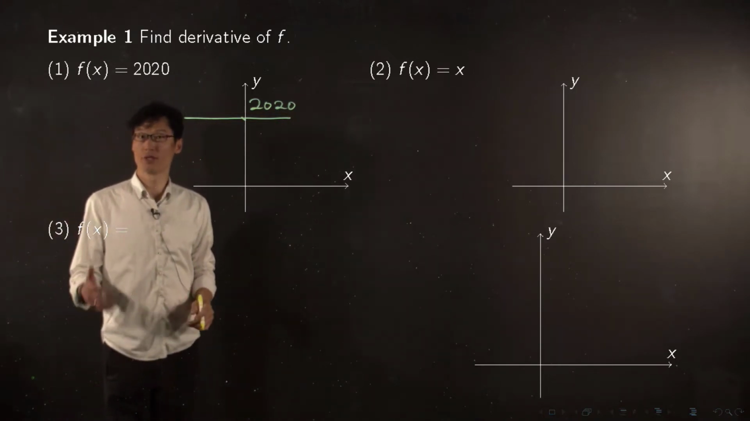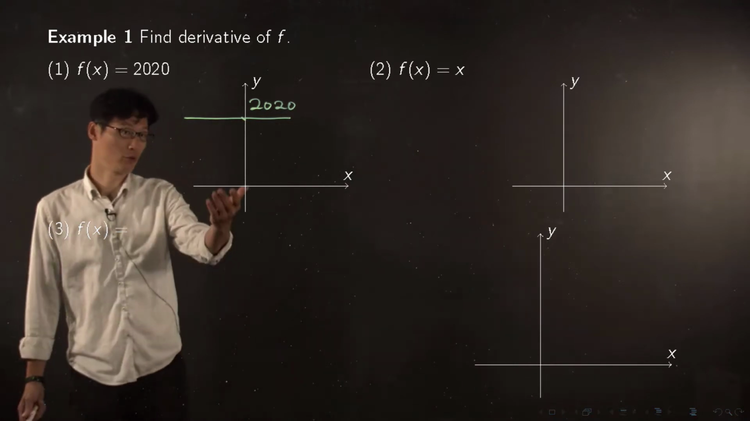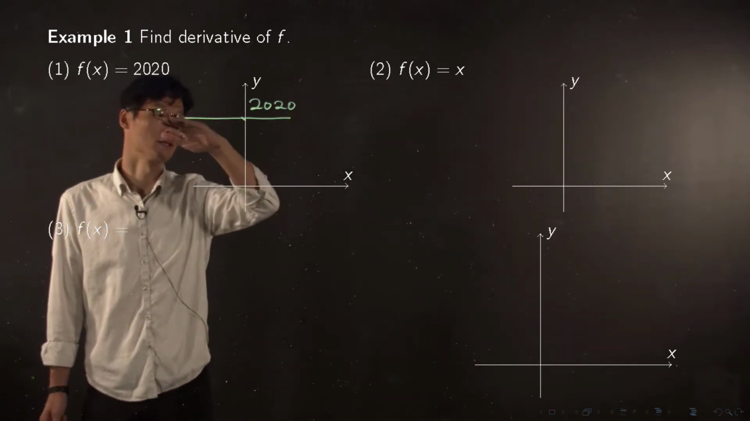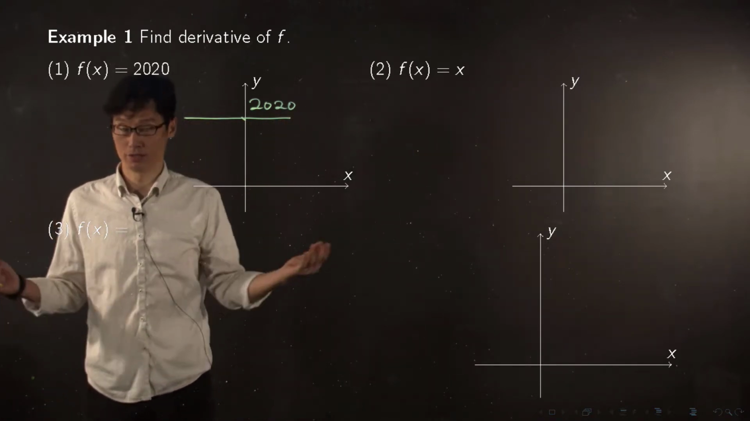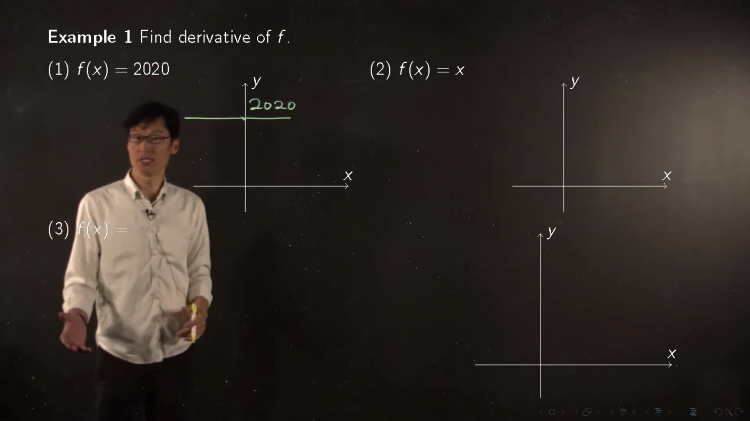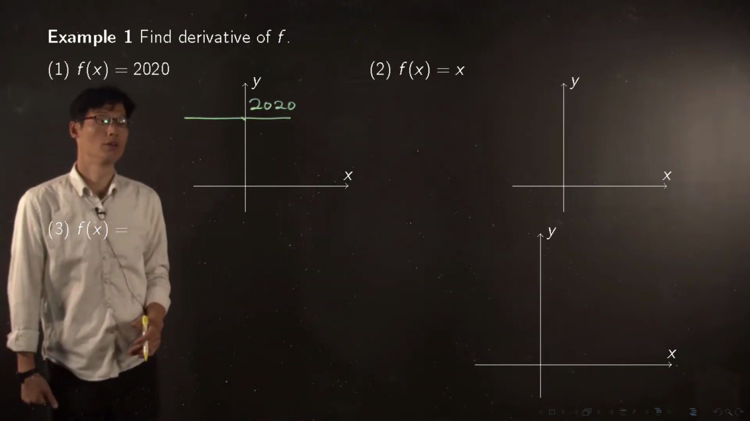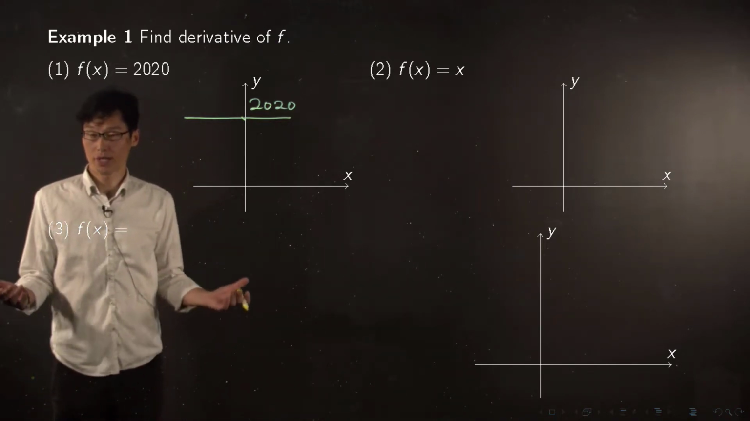So geometrically, derivative stands for slope of the tangent line. And whenever you pick a point, slope of the tangent line is always 0 because all lines are horizontal. So you may easily guess that derivative of this function is 0. Well, actually, you can even calculate.